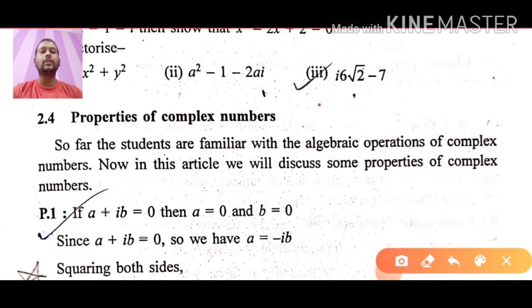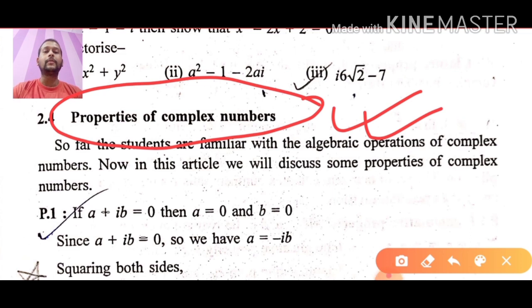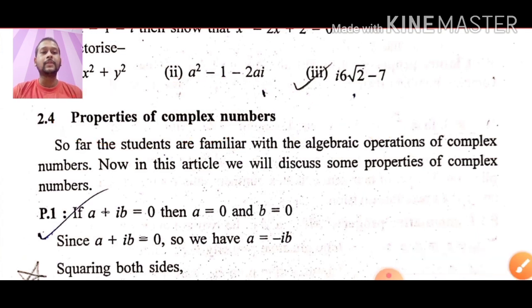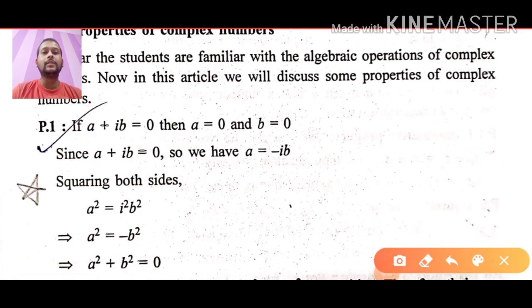Hello students, today we are going to learn about different properties of complex numbers. Beforehand we have learned about what complex numbers are and how we can express different numbers as complex numbers. So let us go and see some of the properties. At first we'll learn the first property.